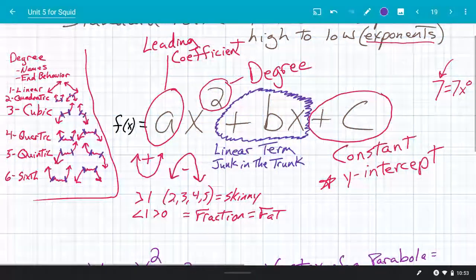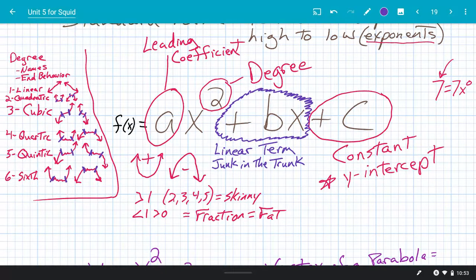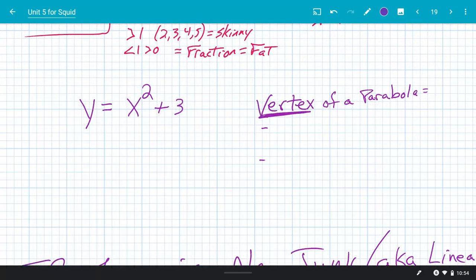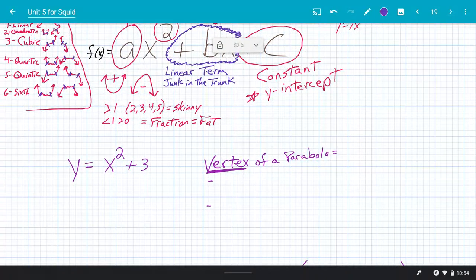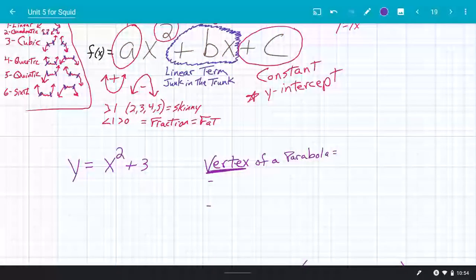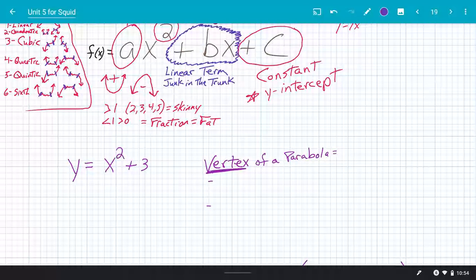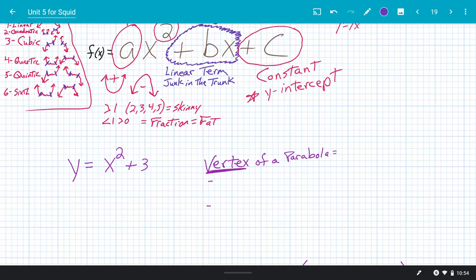So we're going to start by dealing with ones that have no junk. And it's going to be important. All right? Everybody looking good? All right. Let's move on. And let's start with the vertex, because we've already said that the constant tells us where the graph crosses the y-axis. If there's no junk, where it crosses is also the vertex. Well, what's the vertex? Let's tell you.